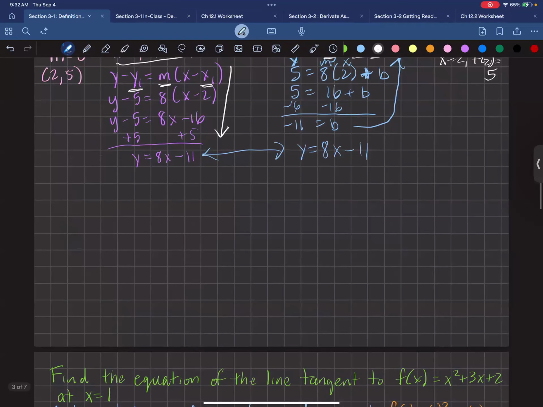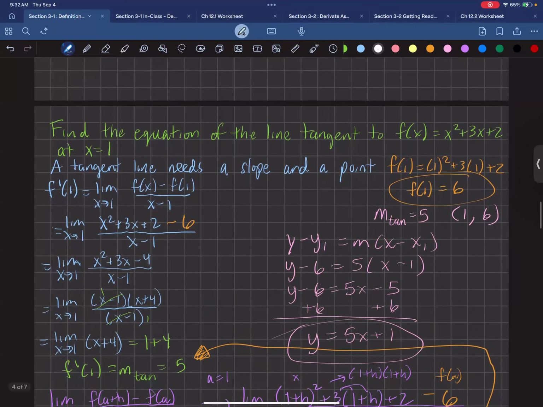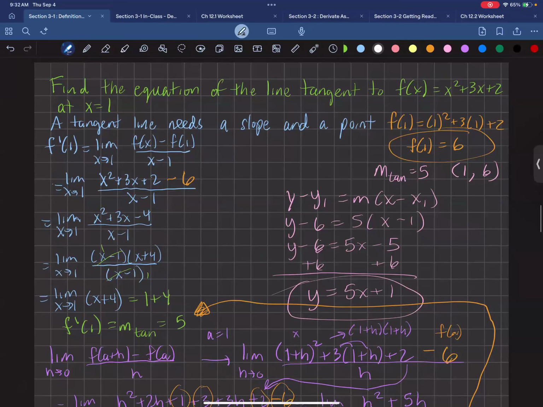Here's another one for you to try. Find the equation of the line tangent to f of x at x equals 1 when f of x is x squared plus 3x plus 2. So pause the video, try working that out, see what you get. And then I walked through it both ways.